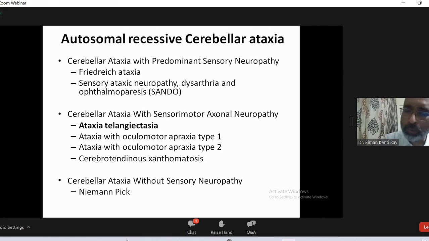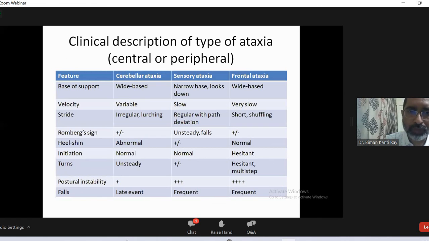So, if you suspect genetic ataxia due to autosomal recessive disorder from their age of presentation, it can be in any of these three groups. One is ataxia with sensory neuropathy, ataxia with sensory motor axonal neuropathy, ataxia without neuropathy. And in different groups, there are different examples.